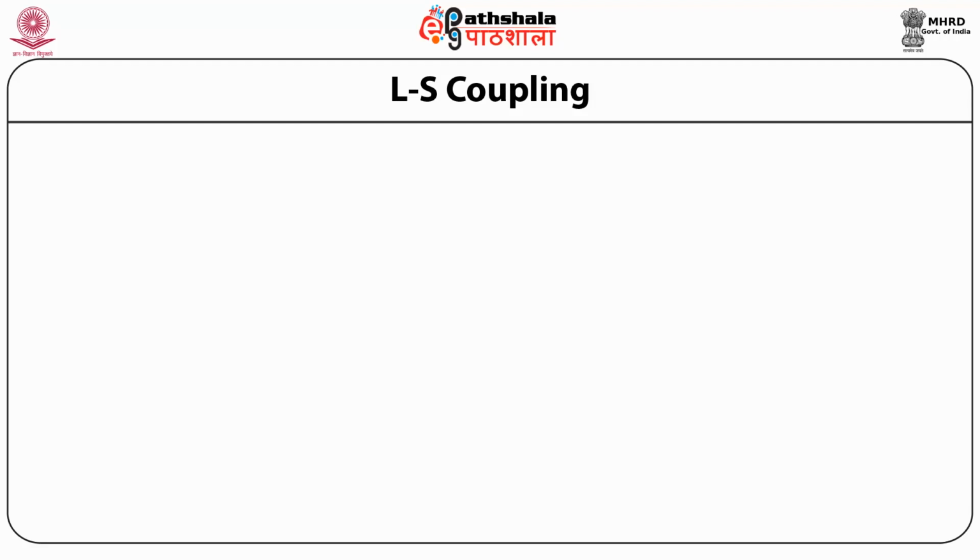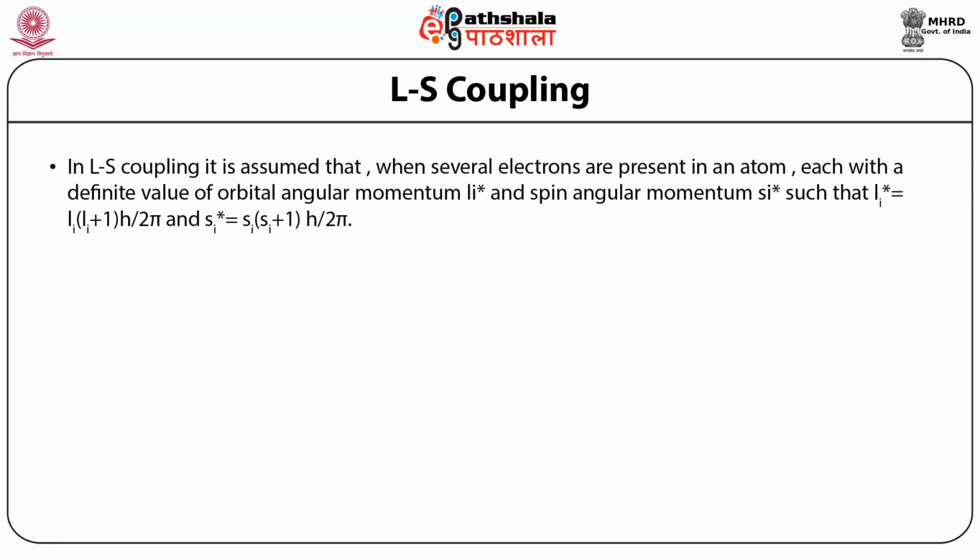Coming to LS coupling, in LS coupling it is assumed that when several electrons are present in an atom, each has a definite value of orbital angular momentum Li star and spin angular momentum Si star, such that Li star is equal to root of Li into Li plus 1 times h cross and Si star is equal to root of Si into Si plus 1 times h cross.